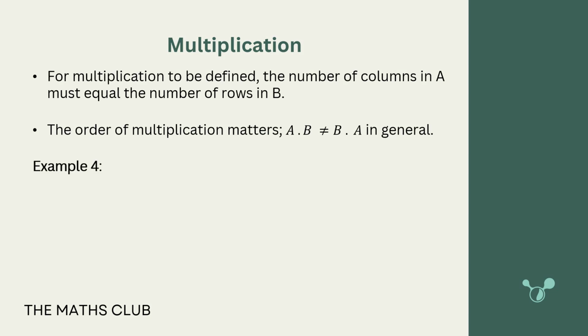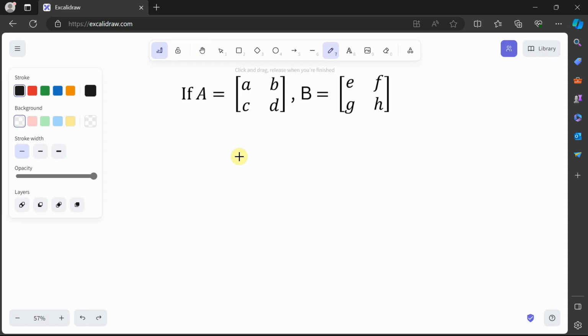Let's look at an example. If I have matrix A to be A, B, C, D, and matrix B to be E, F, G, H, let's solve this together. The first check is to see if the number of columns in matrix A equals the number of rows in matrix B. We have 2 columns in matrix A and 2 rows in matrix B, so that's fine. Let's say the resulting matrix is I, J, K, L.